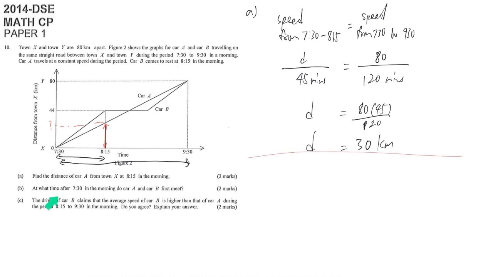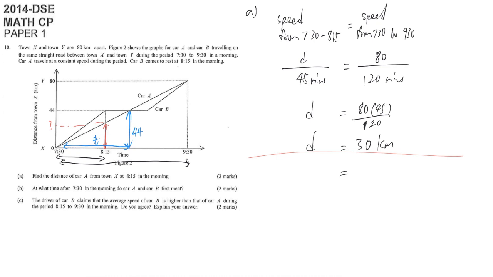Part B, they say at what time after 7:30 in the morning do car A and B first meet. So the first time they meet is here, when A and B traveled 44 km. So they ask what time. That means now I know that this is 44, and then I want to know how long car A spent to arrive at 44 km distance from city A.